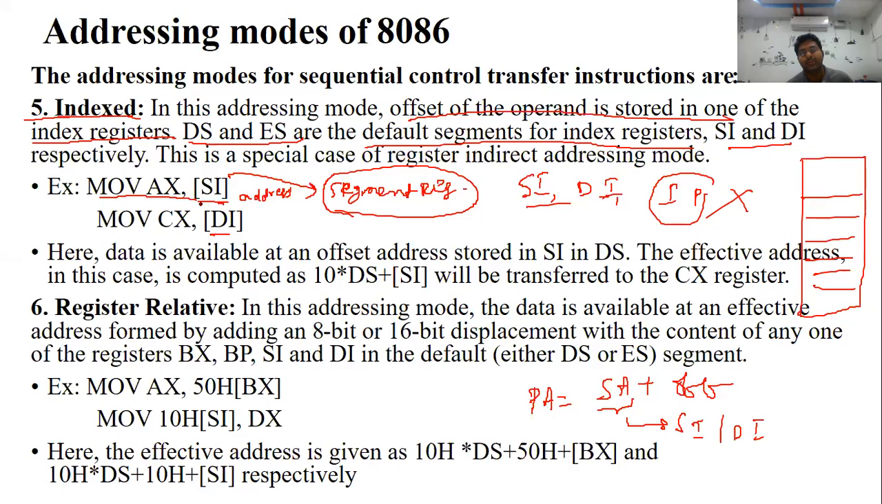Here we are using one of the operands as the source index register. In this case, you are representing one of the operands as the destination index register. So by default, this points to either the data segmented memory or the extra segmented memory, the starting address of the data segment and the starting address of the extra segment memory.